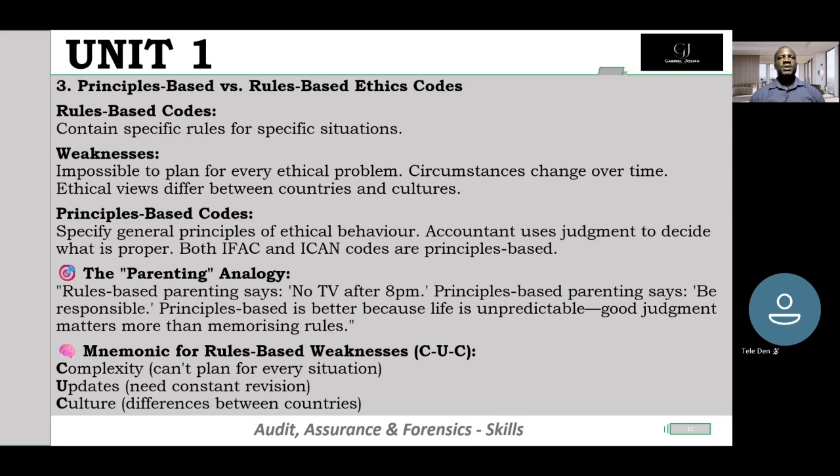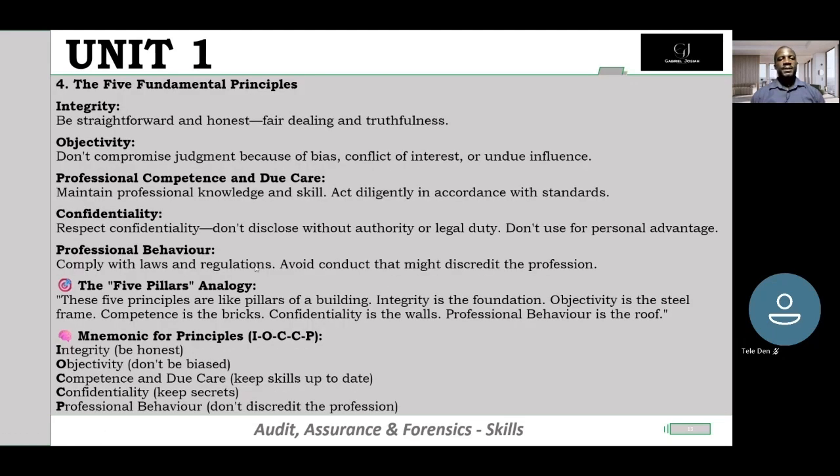So here is a mnemonic for the weaknesses of rule-based systems. CUC will help us remember that the C is complexity. You can't plan for every situation. And U is updates, where rules need constant revision. And C is culture, where we have differences between countries. This is very important to take note of.